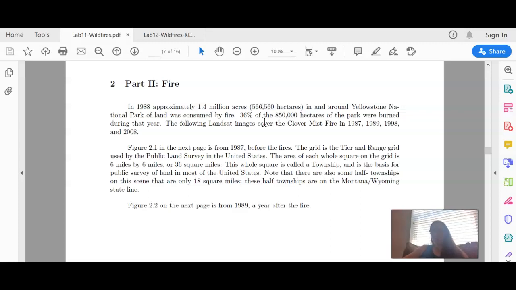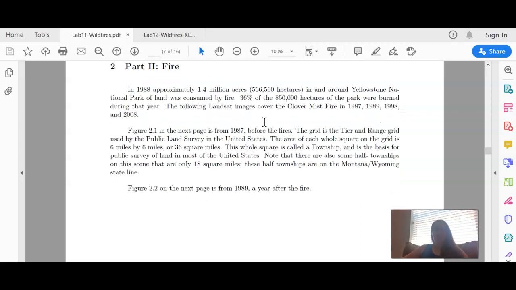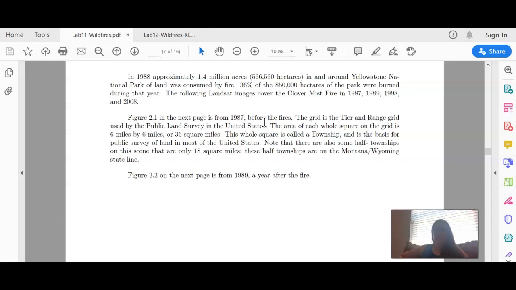So in 1988, approximately 1.4 million acres, which is 566,560 hectares, in and around the Yellowstone National Park of land was consumed by fire. So 36% of the 850,000 hectares of the park were burned during that year. So that's quite a big percentage of just the park, and a lot of it was burned outside the park.